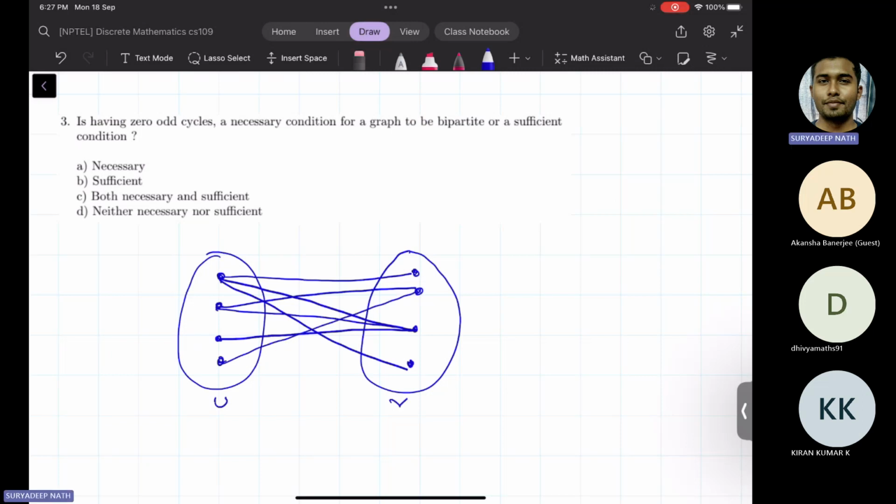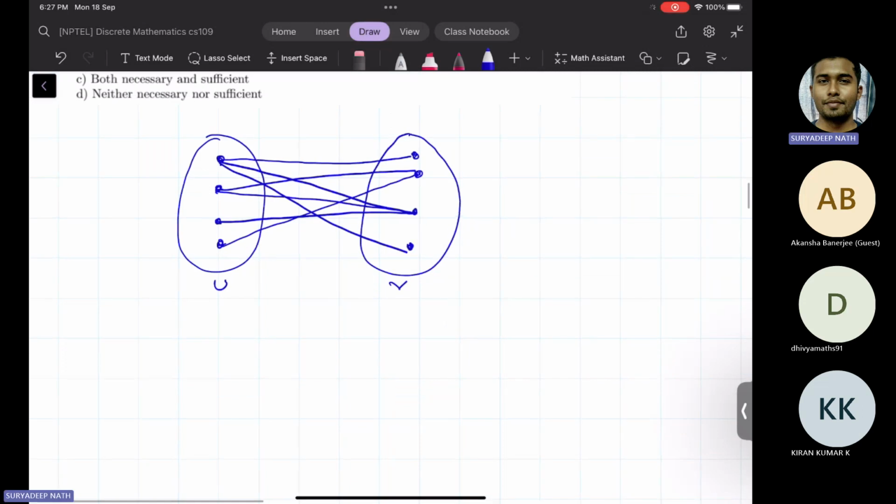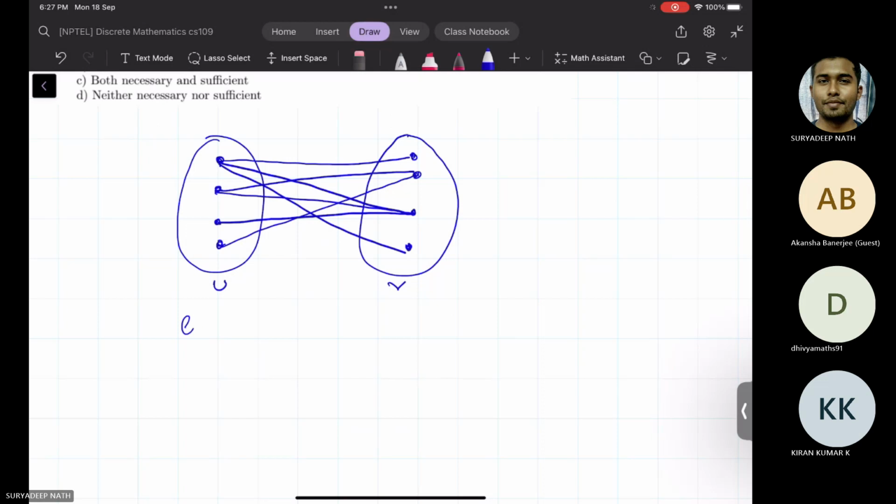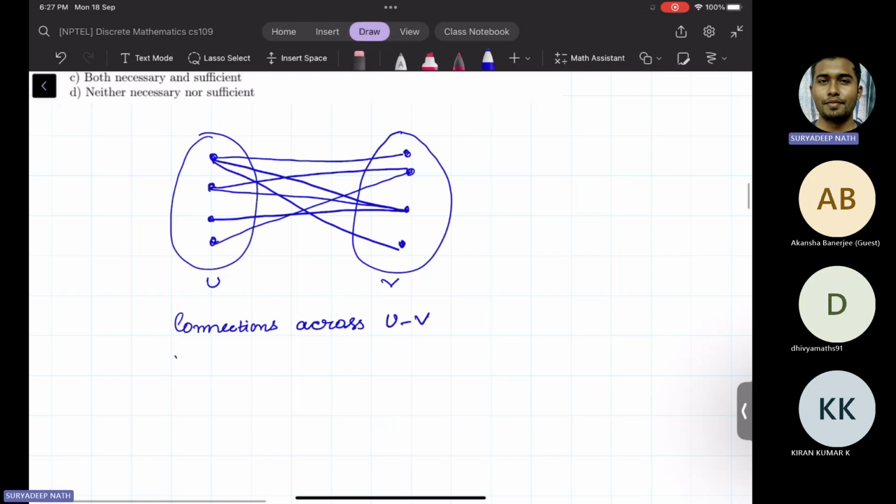So you have this set U and this set V, with connections across U and V. So this is true, but no connections within U or within V. The second one cannot hold, so you have connections only across U and V. So this is a bipartite.